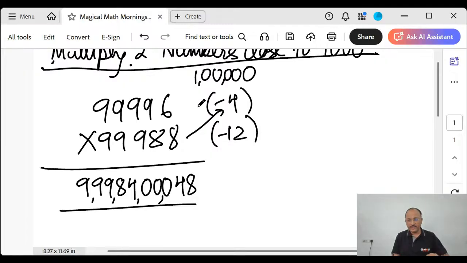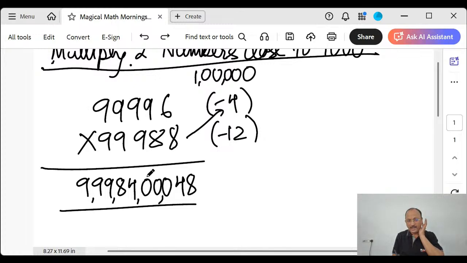What you do is find which number, 1 followed by zeros, is closer to this. It is closer to 1 lakh. Correct? Now 5 digits are there, which means 1 followed by 5 zeros. So find the difference. It is 4 less than this, so I have written minus 4. This is 12 less than this, I have written minus 12.